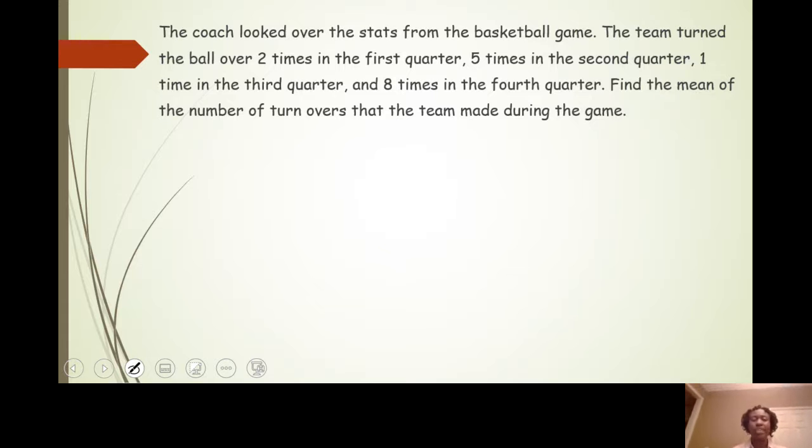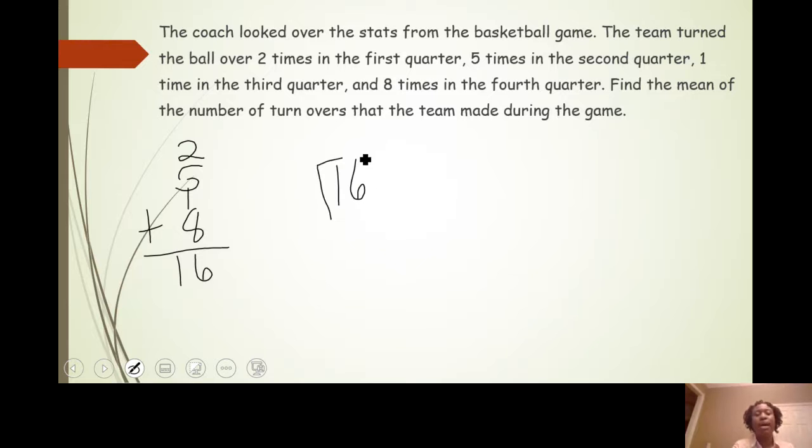Okay. So now that you've tried on your own, so I'm looking for the mean of the number of turnovers. So I have 2, 5, 1, 8, and that's all. Okay, so to find the mean, remember we add first. So 8, 9, 10, 11, 12, 13, 14, 15, 16. And then I'm not done. You have to add first, then you divide. So 16 divided by, remember, write what you say. We learned that last week. And how many numbers are in my list? 1, 2, 3, 4.